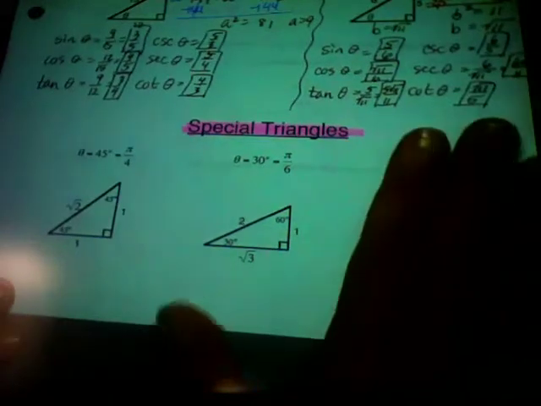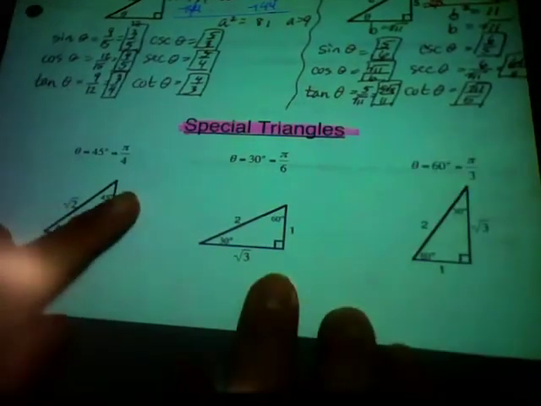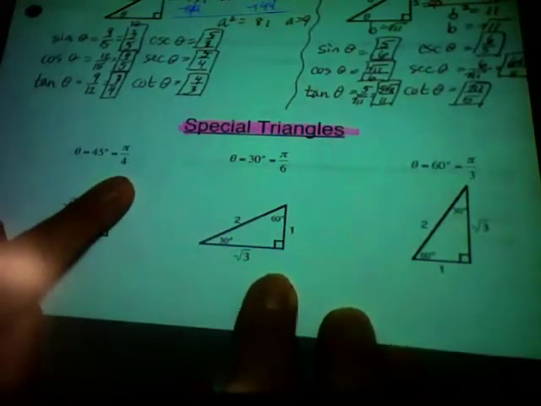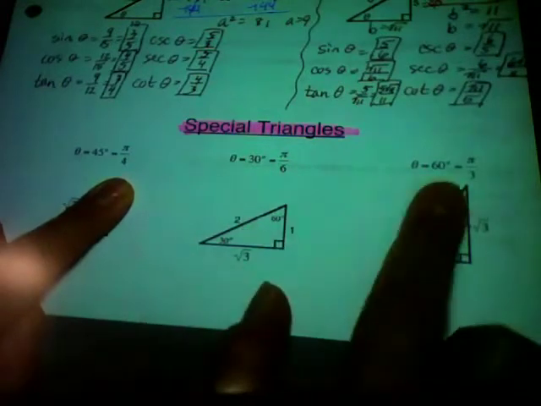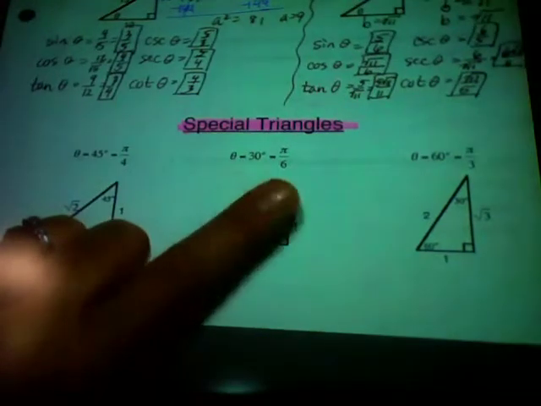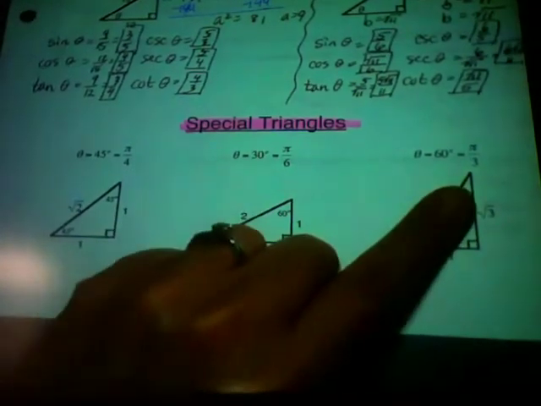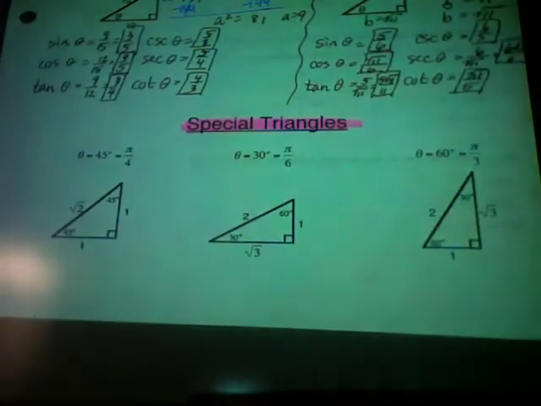So technically you only need to have one of these, but you do need to remember that 45 degrees is pi over 4, 30 degrees is pi over 6, 60 degrees is pi over 3. And all you have to remember is you can either convert it with pi equals 180 degrees, or take 180 degrees and divide it by 45. Doesn't it go in there 4 times? 180 degrees divided by 30, doesn't it go in there 6 times? 180 degrees divided by 60 is 3 times. So that can help you as well.